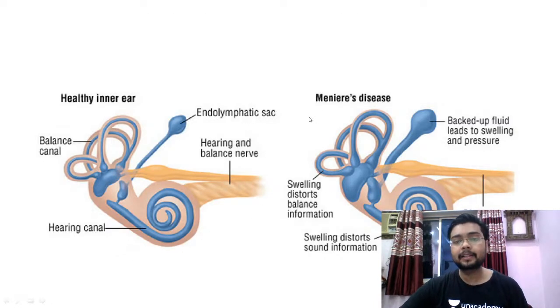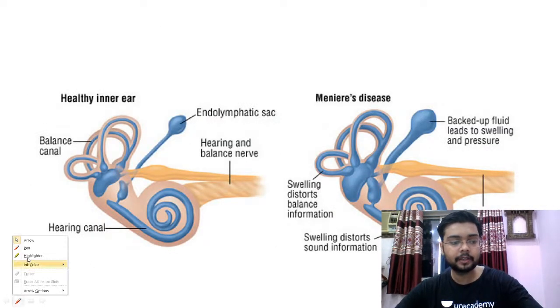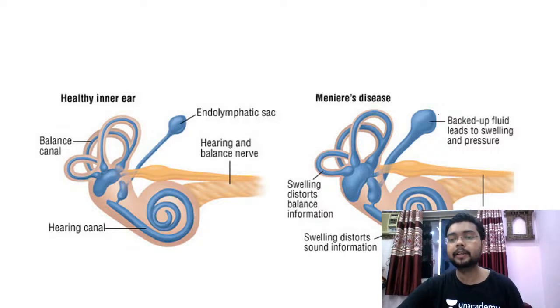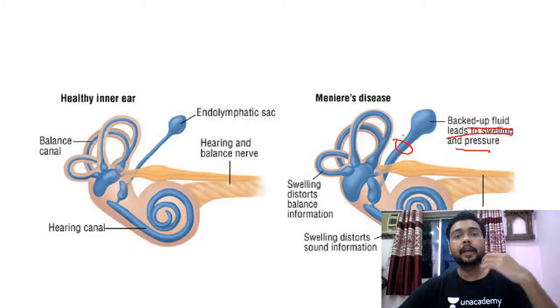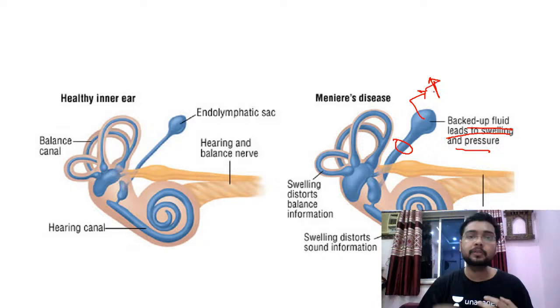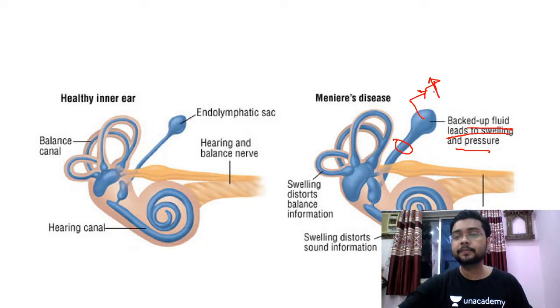So you all know what happens in Meniere's disease. In Meniere's disease, also called endolymphatic hydrops, there is back pressure or increased pressure in the sac, and this increased pressure in the endolymphatic sac can be caused either by obstruction in the endolymphatic duct or by increased production of the endolymphatic fluid. Now if endolymphatic fluid is produced in great amount, then also the pressure will increase and the patient will feel the symptoms of Meniere's disease.